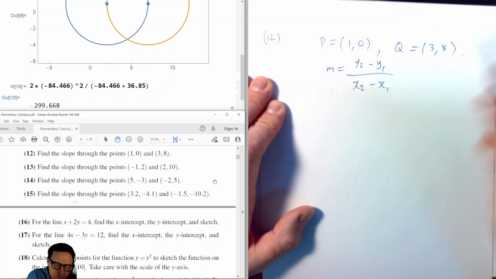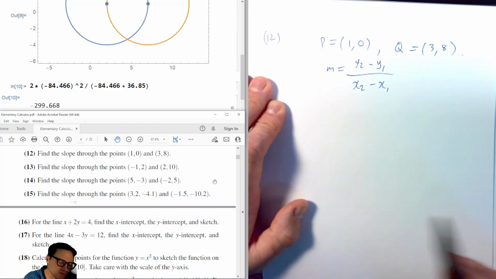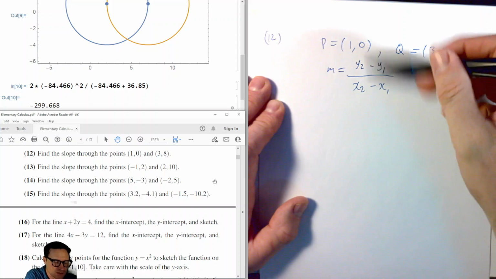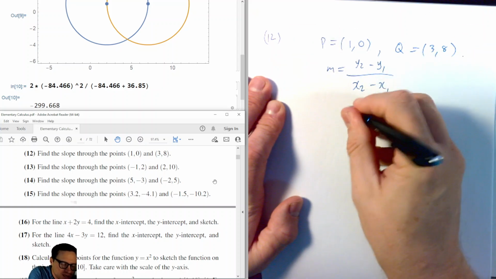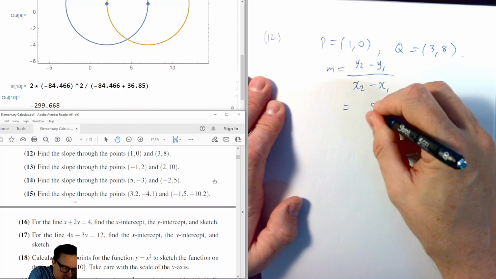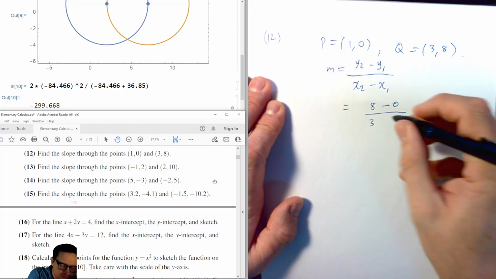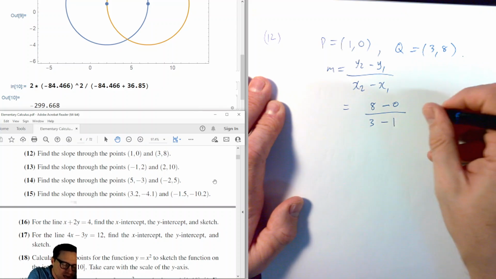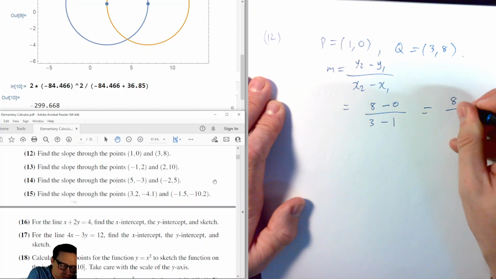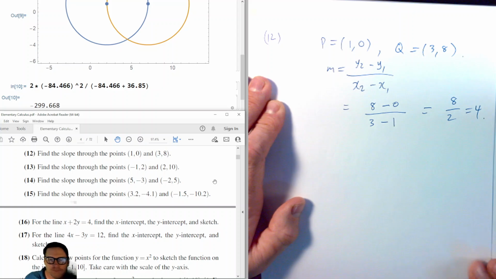Now it doesn't matter which one you choose as the second or the first, but be consistent because otherwise you'll get the opposite sign. Okay, so we have 8 minus 0 over 3 minus 1, and so this is 8 over 2, which is slope 4.